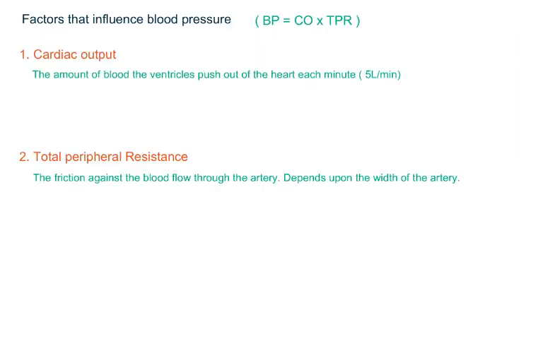Blood pressure is actually the product of two things: cardiac output and total peripheral resistance. Cardiac output is the amount of blood the ventricles push out of the heart each minute. It is almost 5 liters per minute. So any condition that will increase the cardiac output, like hyperthyroidism, anemia, exercise, will increase the blood pressure too.